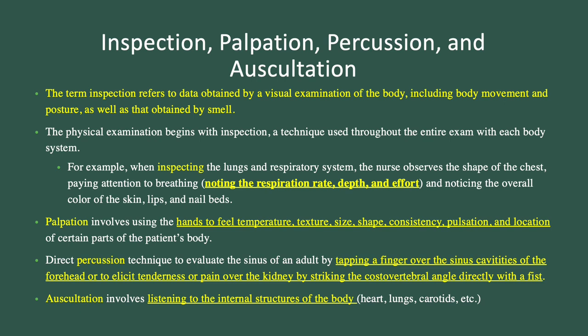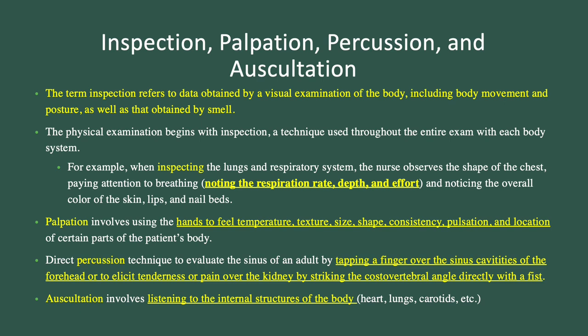Okay, so inspection, palpation, percussion, auscultation, in that order. The term inspection refers to data obtained by visual examination of the body. This includes movement, posture, smell, you know, things of that nature. So when we're talking about inspecting, specifically lungs or cardiac system, we observe the shape of the chest. We pay attention to the breathing. We note the respirations. We note the rate. We note the depth. We note the effort. Okay? If we have one side of the chest that's expanding higher than the other, that might be a problem. That's a huge problem. So we would do that prior to palpating.